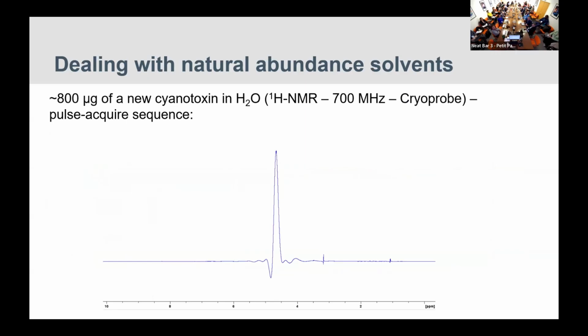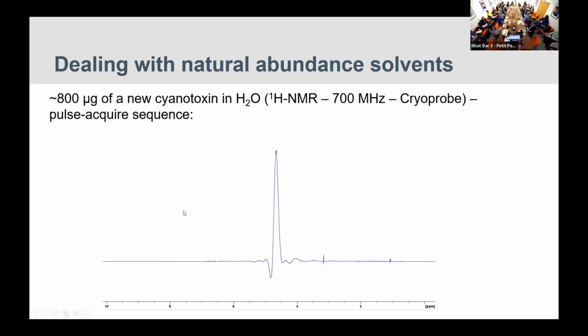Then, well, why is that useful? So, a few practical examples. The first one is for a new cyanotoxin we're working on. As I said, we have 800 micrograms, which is pretty much the world supply of that toxin. So we are doing all of this in a 700 megahertz magnet with a cryoprobe. And then if you acquire this using your simple pulse acquired sequence, that's what you get.